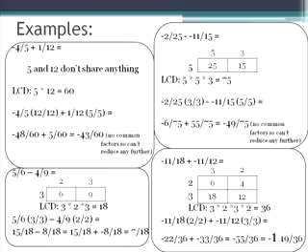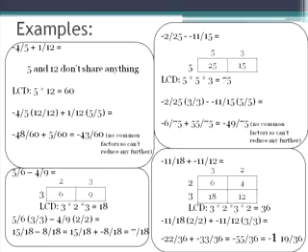5/6 times 3 over 3 is 15 over 18, minus 4/9 times 2 over 2. 4/9 times 2 over 2 is 8/18. So my common denominator is 18. That means my answer's denominator is also going to be 18. 15 take away 8, I can rewrite as adding the opposite. 15 plus negative 8 is going to be a positive 7/18 because I have more positives than I have negatives.